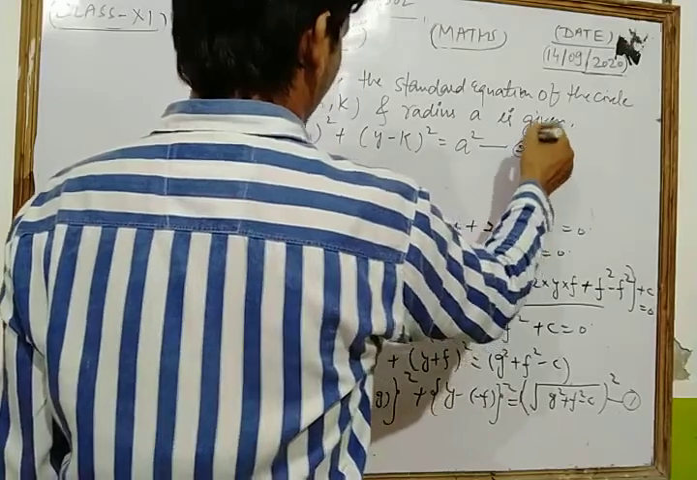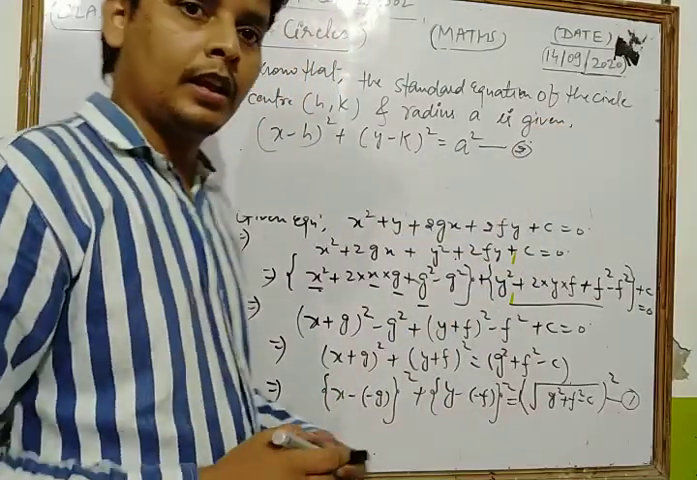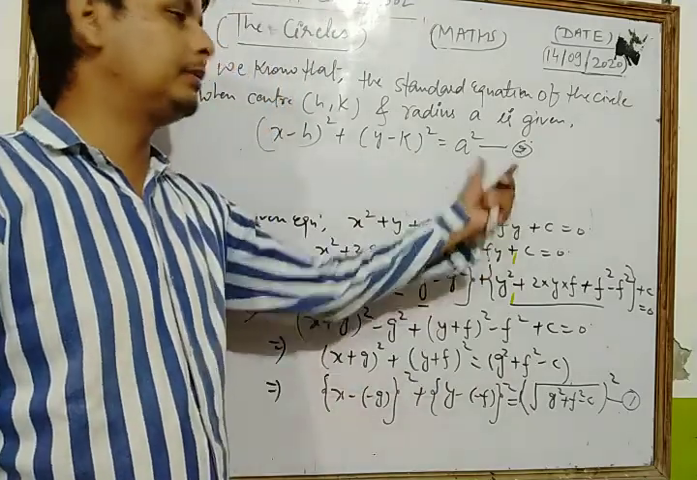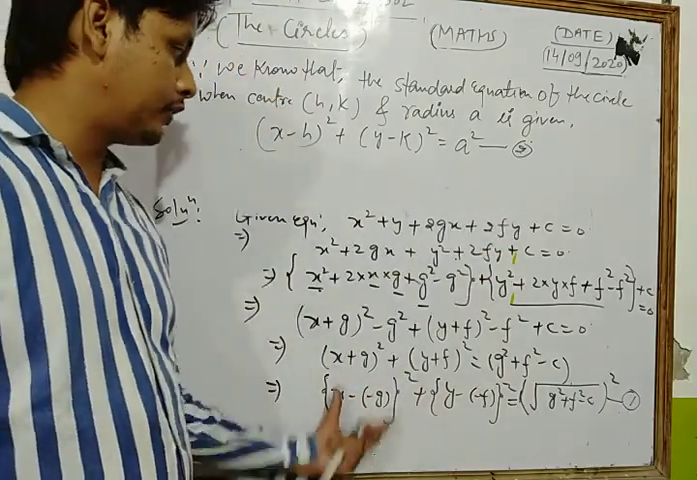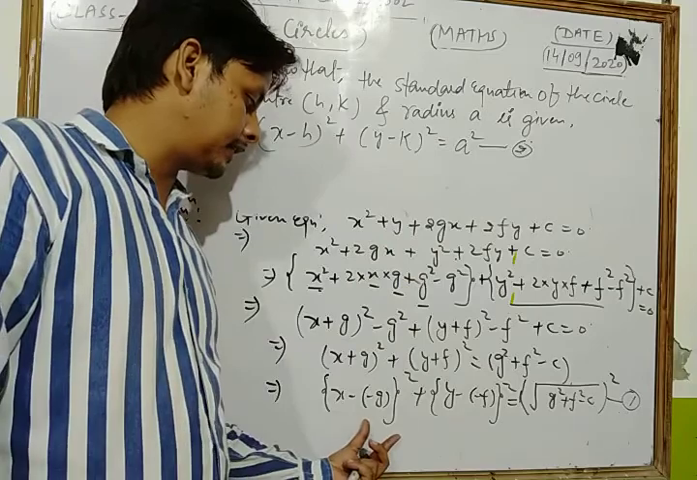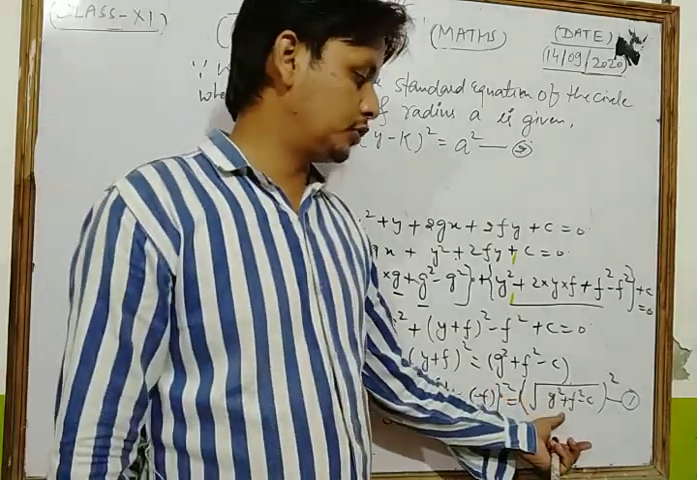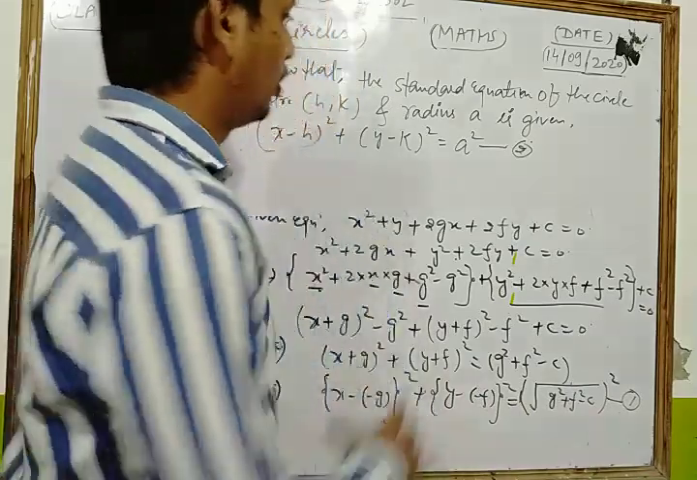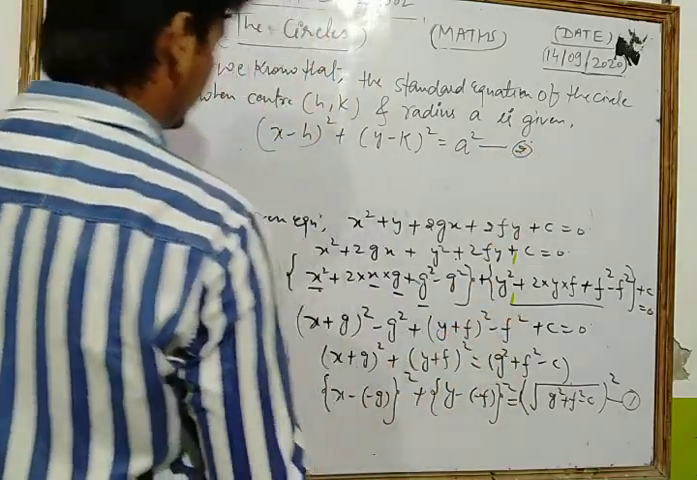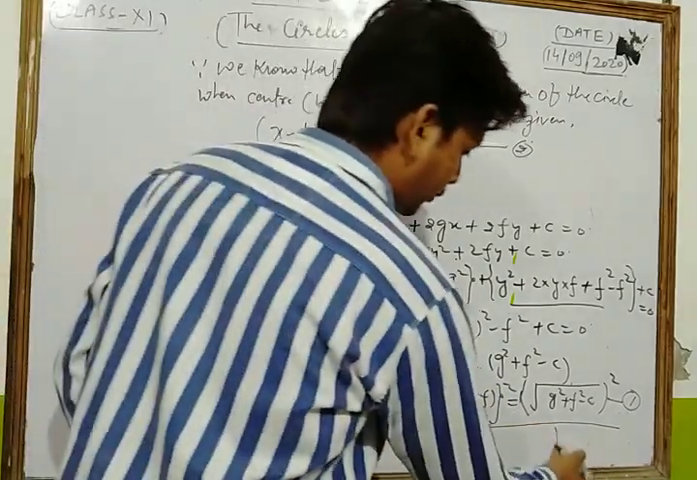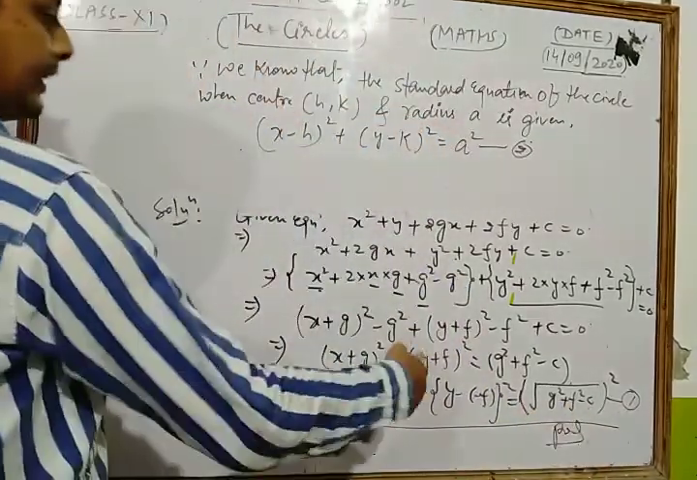Equation number 2. Now look, dear students, here (h, k) is the center of the circle and a is the radius of the circle, and here we form that equation in the form of (x minus g) whole square plus (y minus f) whole square is equal to under root g square plus f square minus c. Now on comparing equation 1 and 2, the equation always represents a circle, so hence we prove the first part. Now we find the center and radius.